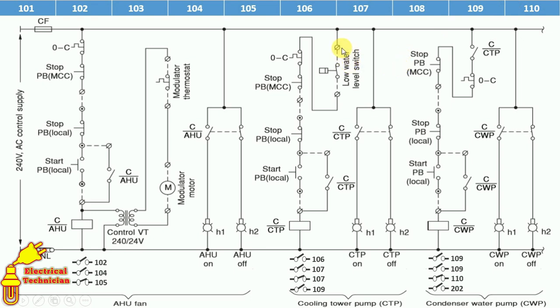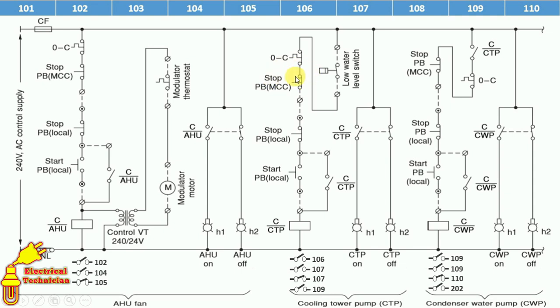Now see, float switch here, NC contact of this is used here. It will be NC only when water level is maintained. When water level goes low, then it will become NO. That is, power supply will not flow from here and this cooling tower pump will not be able to turn on. Suppose right now water level is maintained. So this will be NC contact. After this, power supply is going to overload relay. Now for protection of this cooling tower pump, an overload relay is used. NC contact of this overload relay is used here.